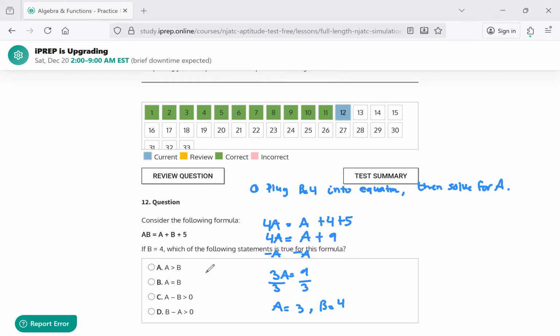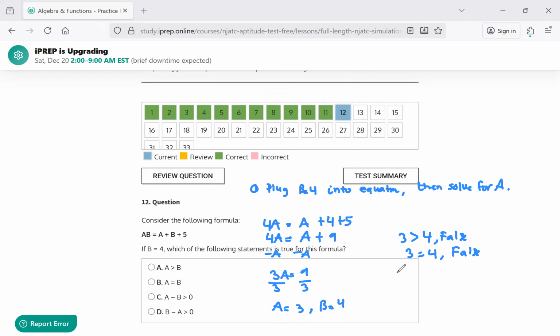Let's test each one. Is letter A true? Is A greater than B? So is 3 greater than 4? Completely false. What about letter B, does A equal B? So does 3 equal 4? No, that's definitely false.